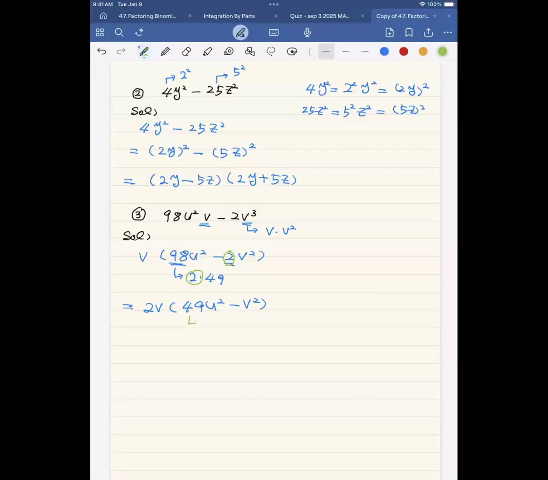And 49 is 7 squared. So we can write 49u squared as 7 squared u squared, then that's 7u squared. Let's rewrite it as 2v times 7u squared minus v squared. Then that'll be 2v times 7u minus v times 7u plus v.